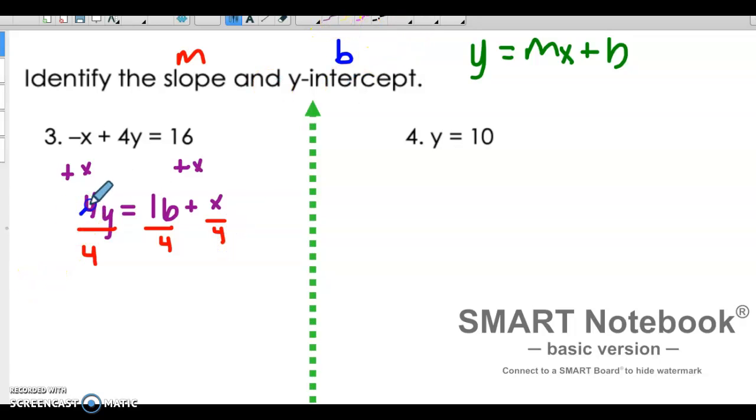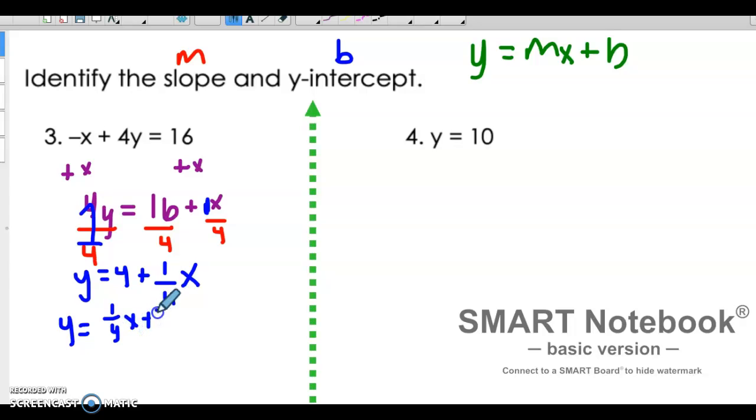When we do that, these 4's make a giant 1, so we get y is equal to 16 divided by 4 is 4, plus, remember, there's a coefficient of 1 in front of this x. So we're just going to write this as 1/4 x. Because that 1/4, that is our slope. So here we can rewrite this as y equals 1/4 x plus 4, just to put it exactly in slope-intercept form.